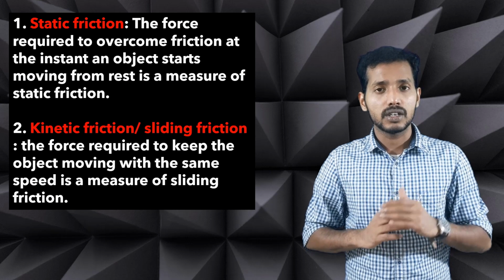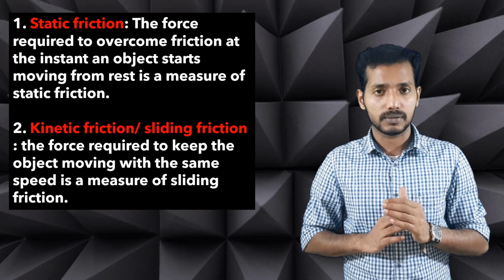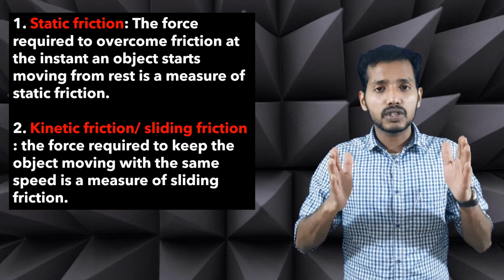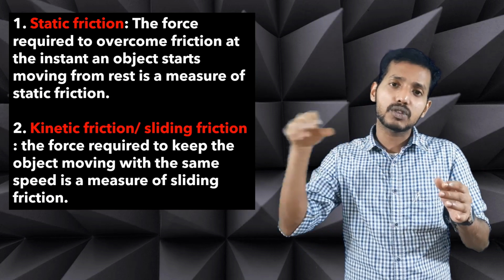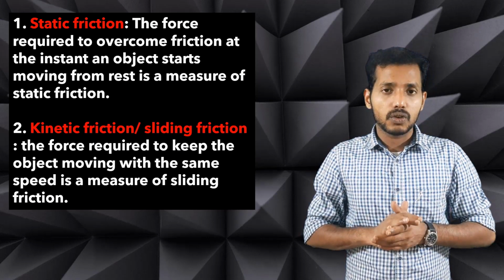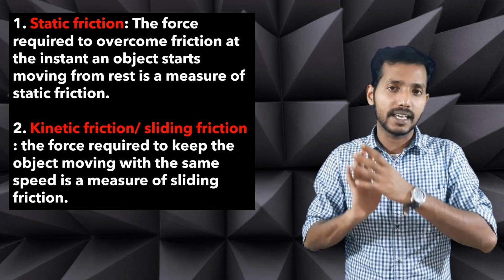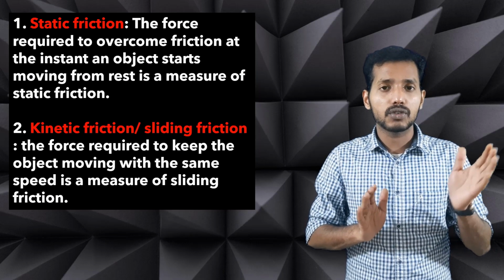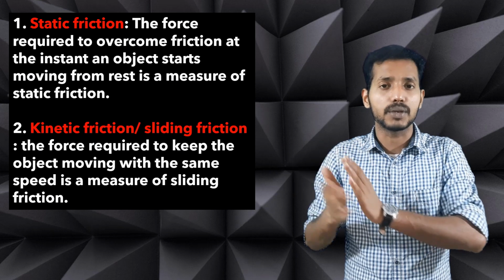Sliding friction means the force required to keep a moving object at the same speed is a measure of sliding friction. That means how much force is needed to make the object move with the same speed. For example, an object is moving. If you didn't apply any force, obviously it will come to rest because of the friction force exerted by the ground or by the air, or any agency. But if you apply continuously a small amount of force, the object will continue to move with the same speed.